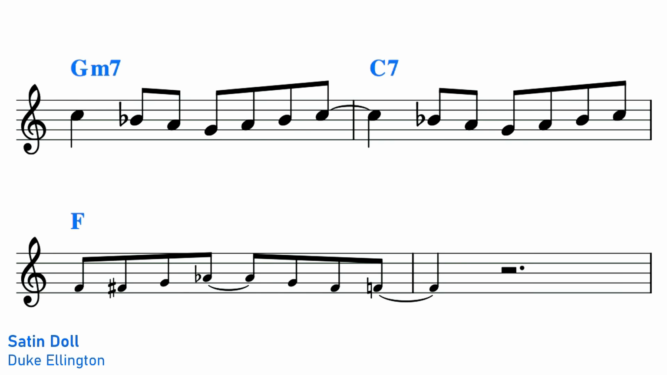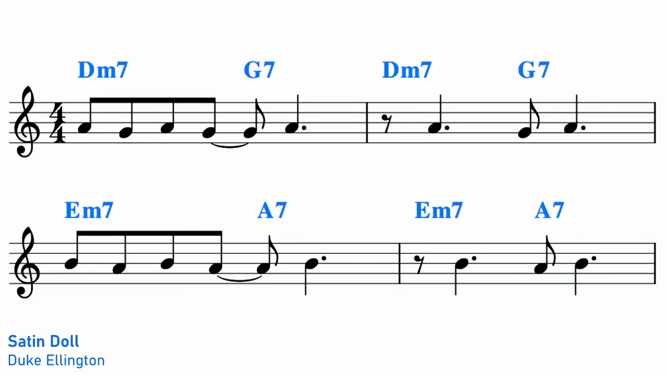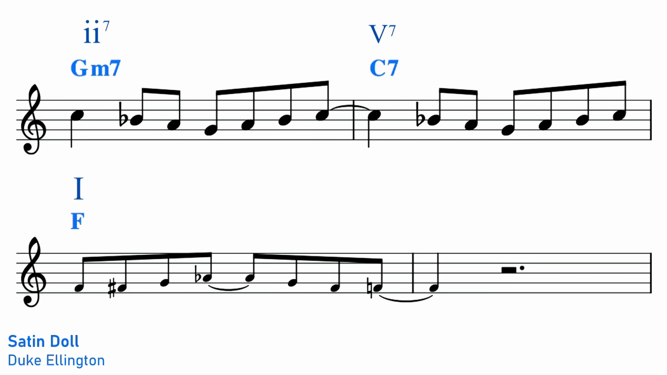Now, 2-5-1s are closely associated with jazz. Many jazz tunes navigate through a variety of keys using a variety of 2-5-1s. Satin Doll's A section explores the key of C major. But then when the B section arrives, we get this 2-5-1 progression in the key of F major, shifting us temporarily away from the key of C major and to the key of F major.